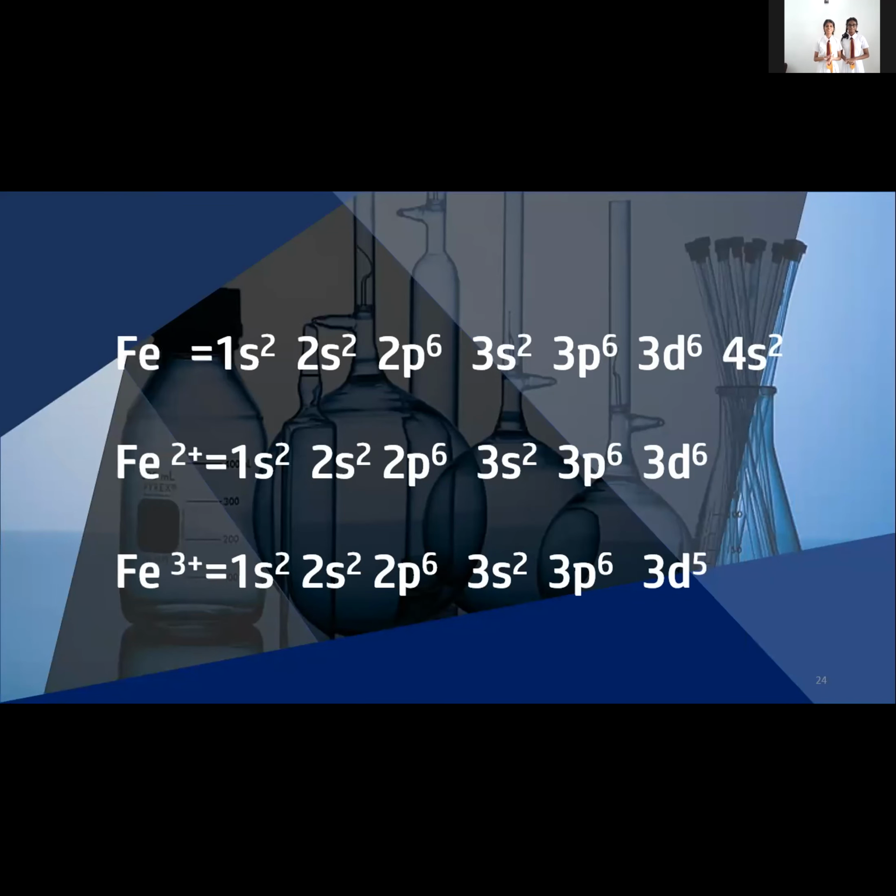When elements form ions by removal of electrons, the electronic configuration changes. Here, I have taken the element iron as the example. In the ground state of the atom, the last orbital is the 4s orbital. But after removal of two electrons, the last orbital will change to the 3d6 orbital. When the ion is created, electrons from the 4s orbital and one electron from the 3d orbital are removed. Here, it shows how the configuration differs according to different oxidation states.